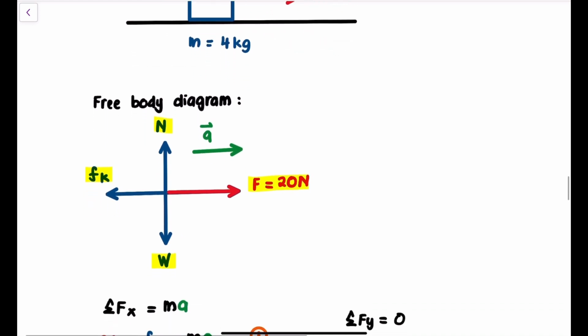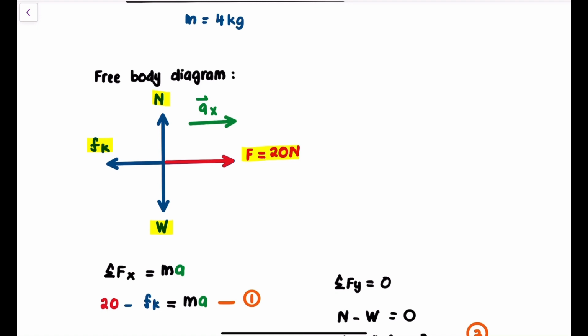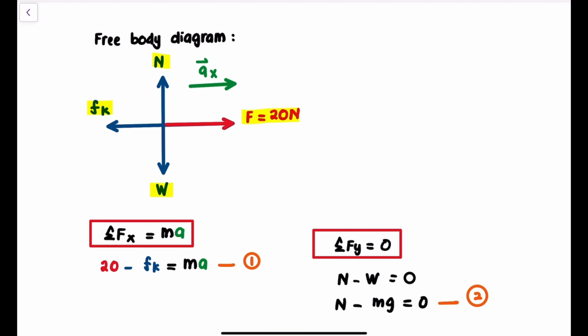Next, look at the acceleration here. So this acceleration is located on the x-axis, meaning on your x-axis, the net force Fx equals ma. Therefore, the net force on the y-axis becomes 0. Next, refer to the direction of a. Any force in the same direction as the acceleration is positive, meaning this force of 20 Newton is positive and the frictional force is negative. Therefore, we can write the equation for the x-axis.